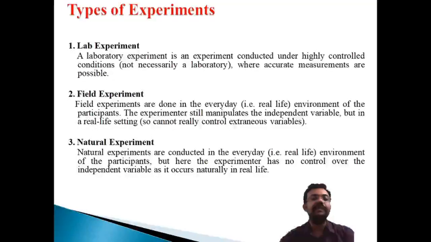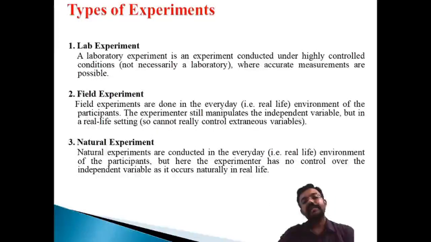Here the thing to note is that the natural experiment is connected with the field experiment, but there is a certain difference. Here the experimenter has no control of the independent variable. That means age, education, occupation, income, all are independent variables. So the experimenter has no control over these independent variables as they occur naturally in real life.